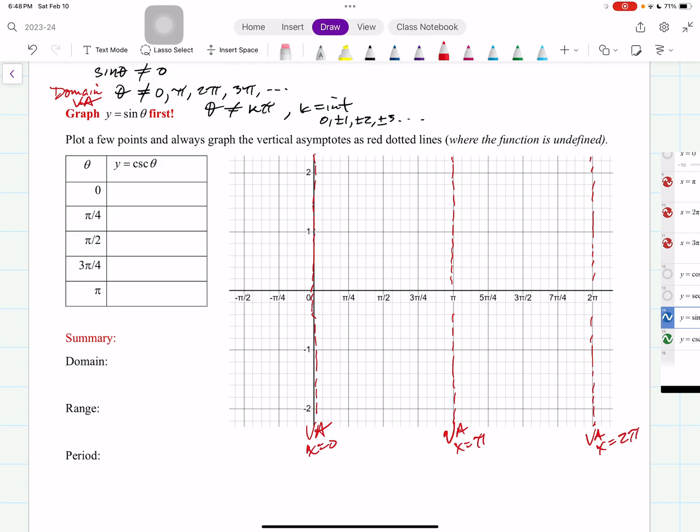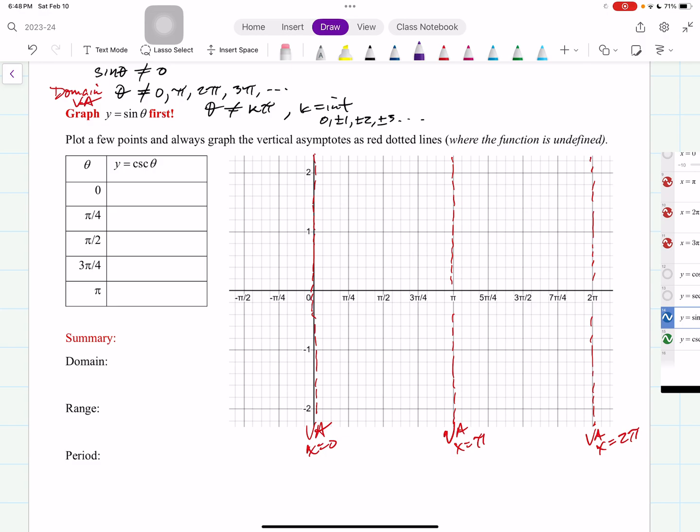Okay, so now we're gonna plot sine first, and then see what happens. And I'll plot some points here for the cosecant function. So you'll see why I have you plot sine first. If you remember back in my previous video, we did this for secant. I showed you, I plotted cosine first. Well, now I'm going to plot sine first.